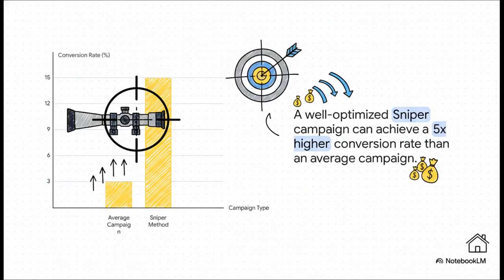And this right here is the result of all that work. An average shotgun-style campaign might be lucky to convert visitors into leads at maybe 3%. But a finely tuned campaign using the sniper method, with that precise targeting, disciplined keywords, and a focused landing page, can see conversion rates of 10, 15, sometimes even 20%. You're getting way more leads for the exact same amount of money.